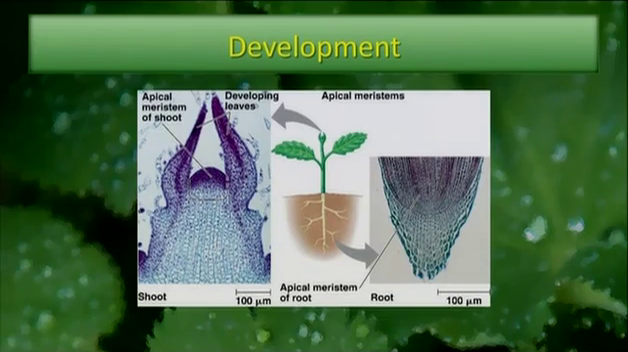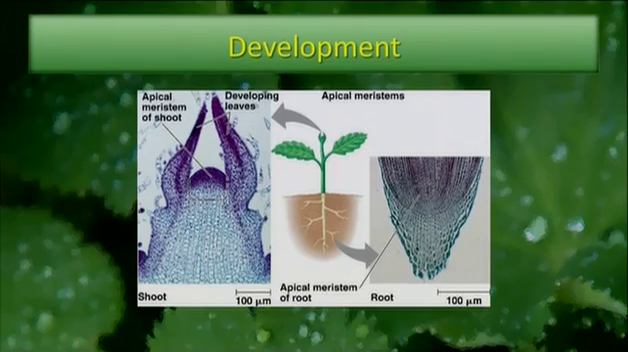So you have the apical meristem, the leaf primordia, the axillary buds, lateral meristems. This is actually showing a close-up of this, which is the apical meristem at the shoot, and here we'll have the apical meristem at the root.